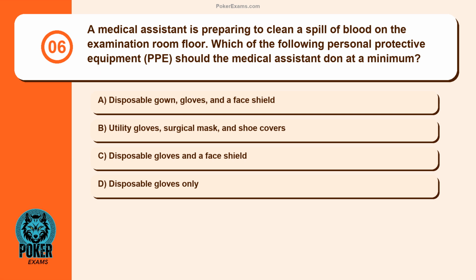Which of the following personal protective equipment, PPE, should the medical assistant don at a minimum? Disposable gown, gloves, and a face shield. Utility gloves, surgical mask, and shoe covers. Disposable gloves and a face shield. Disposable gloves only.